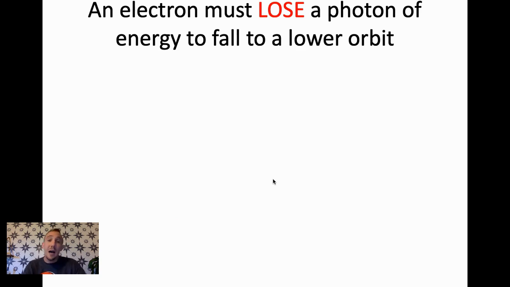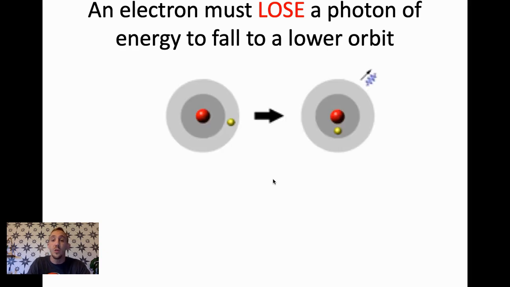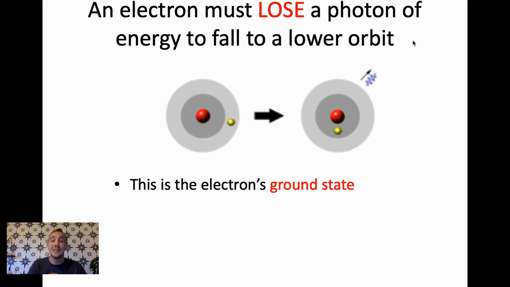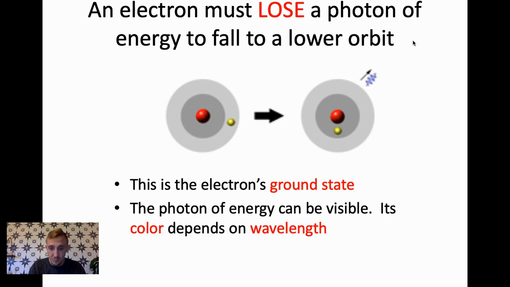Well, on the opposite, an electron must lose a photon of energy or a light particle to fall into a lower orbit. So notice it's in the second energy level. And then we notice it goes to the first energy level, but it also emits a photon. Okay, it emits a light particle. This is where we call an electron in its ground state. All right, so when an electron's at its lowest energy level, it's at its ground state.